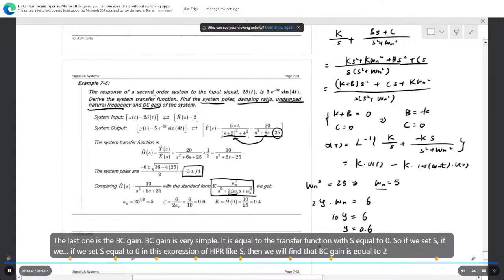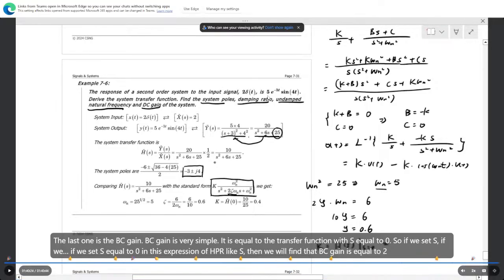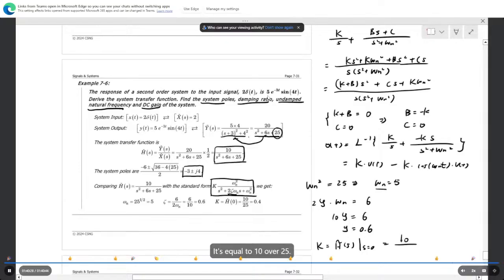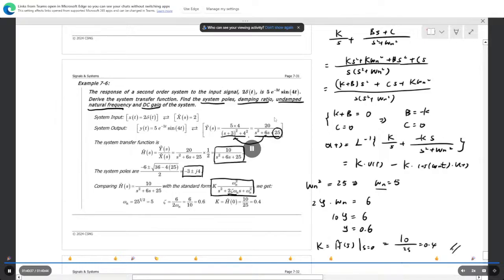And then the last one is the DC gain. DC gain is very simple. It is equal to the transfer function with s equal to 0. So if we set s equal to 0 in this expression of H(s), then we will find the DC gain is equal to 10 over 25, which is equal to 0.4. And that's all for this example.